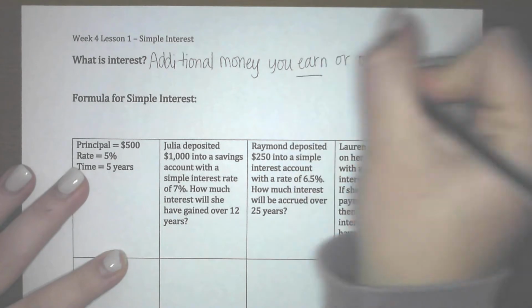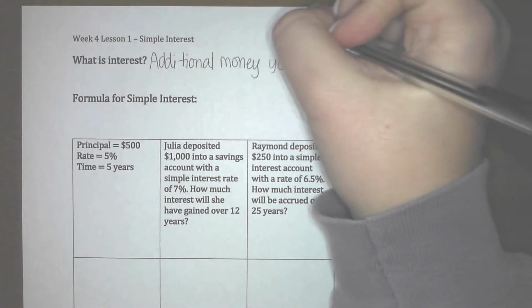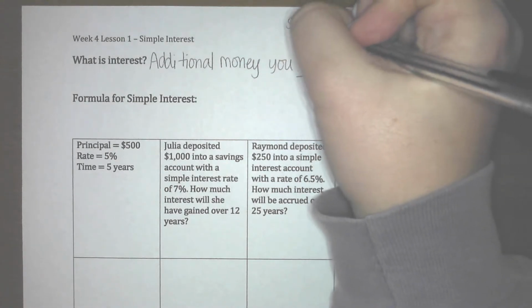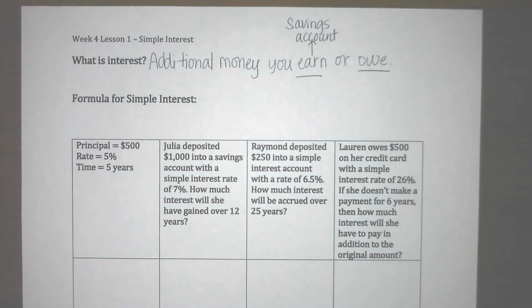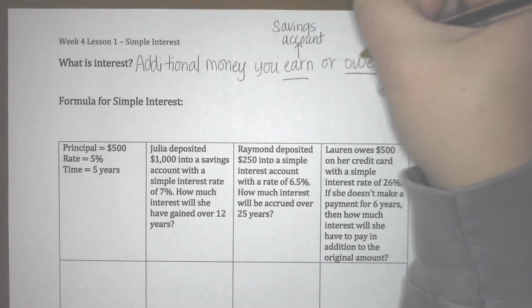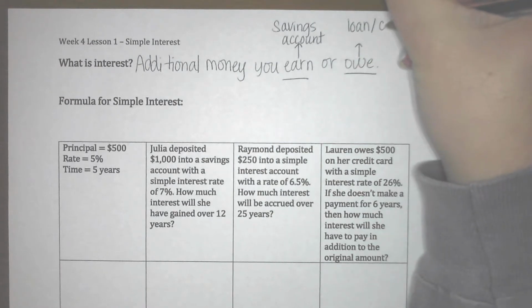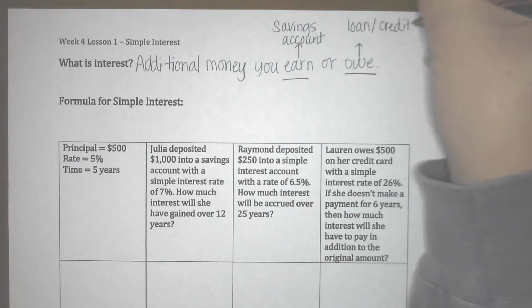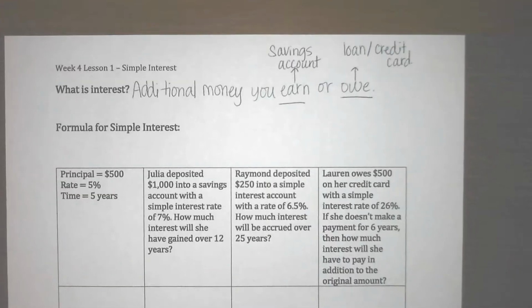So earning is a good thing. All right? Earning is money that you are making. So if you are earning money, you're probably talking about a savings account. Okay? Money that you are putting in the bank that is yours. And if you are owing money, we're probably talking about a loan or a credit card, which are usually pretty bad. So I'm going to try to avoid those as much as we can, but they're inevitable.